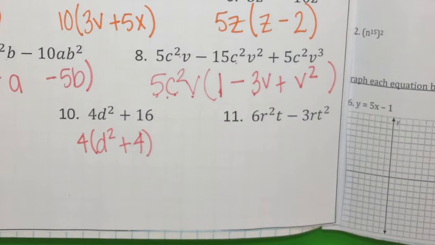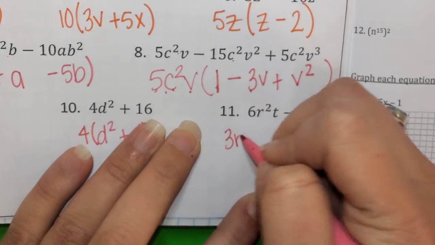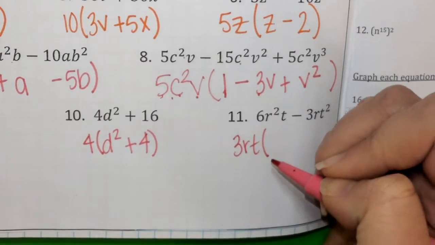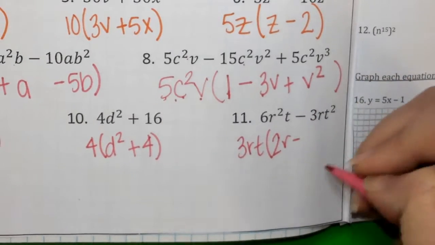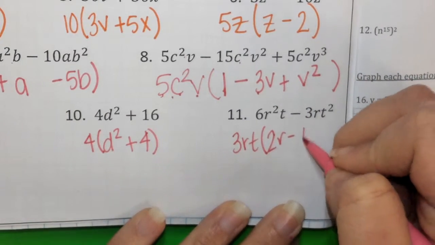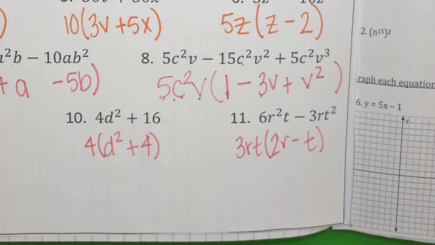Well, what's the... It's 3RT. And then it's 2R. And minus 1RT. Minus T. Who got that right? Take a point.